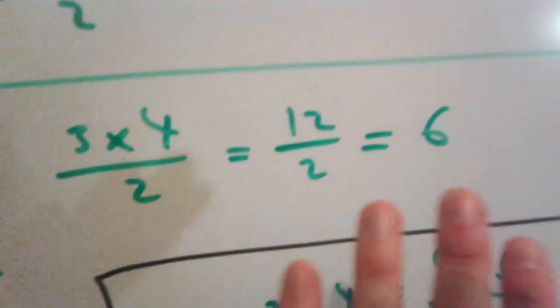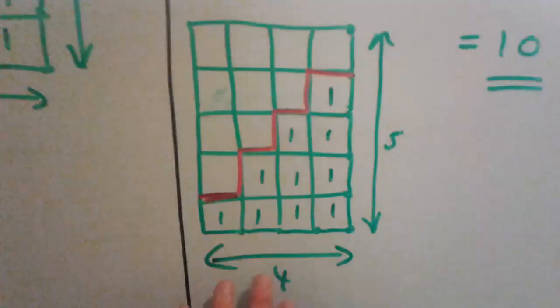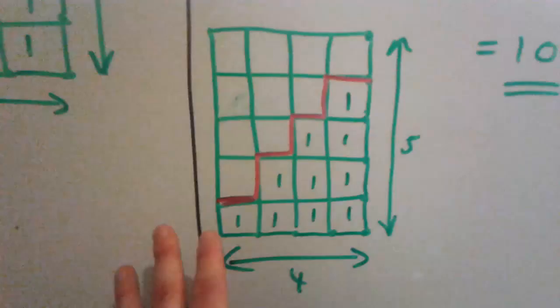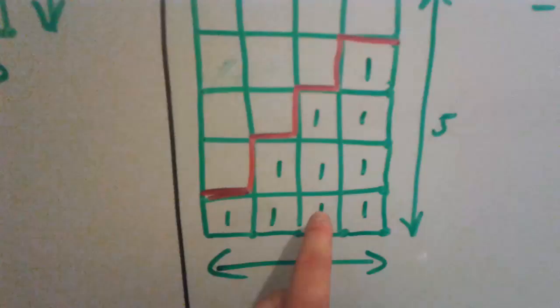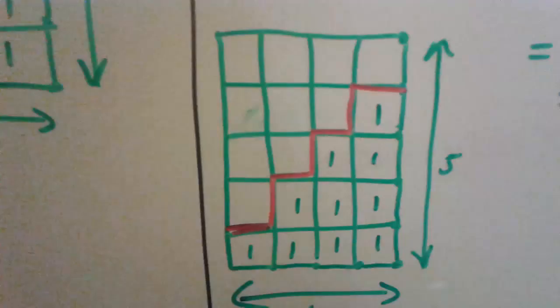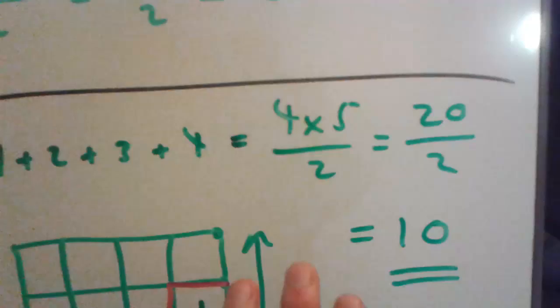Now, what if you want to add 1 plus 2 plus 3 plus 4? What you'll do is create a 4 by 5 rectangle, which has an area of 20, and you divide it by 2, which is 10. Right? Now, as you can see, we've got 1, 2, 3, 4, 5, 6, 7, 8, 9, 10 squares here filled out of a possible 20. So, if you want to add 1 plus 2 plus 3 plus 4, all you have to do is 4 times 5 divided by 2, which is 20 divided by 2, which is 10.